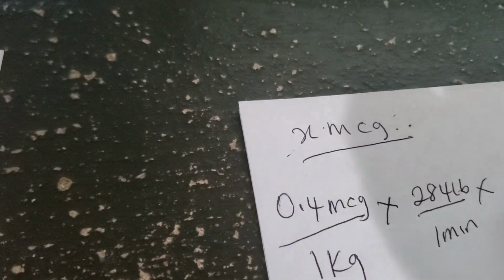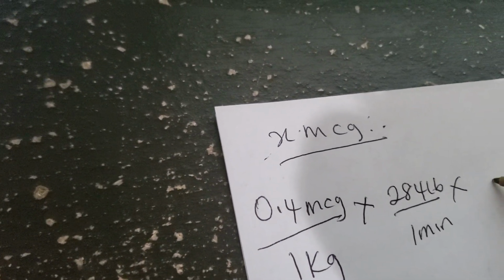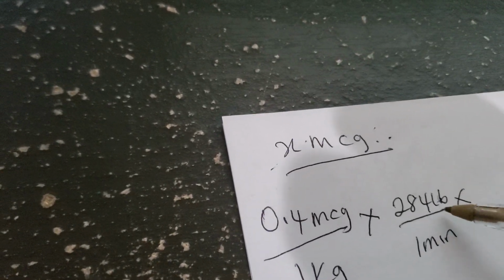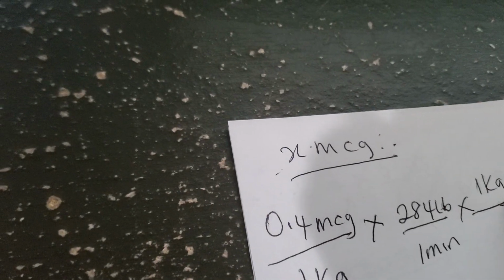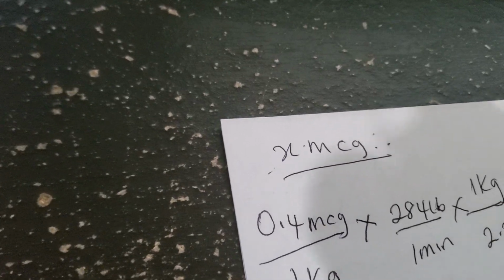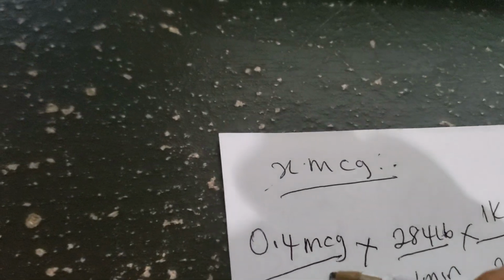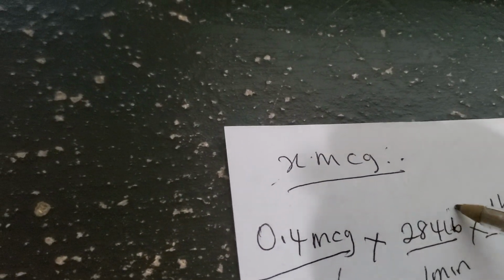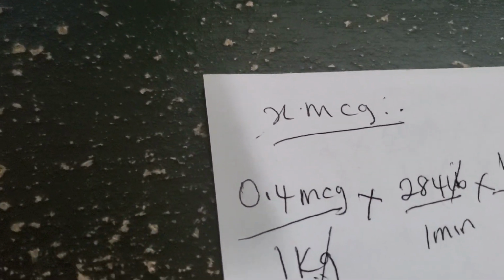And what else can we do? We have to convert our pounds to kilogram. So it's going to be 1 kilogram over 2.2 pounds. This is how your calculation is going to be. Kilogram will cancel kilogram, pound will cancel pound. Now let's go and calculate it together.